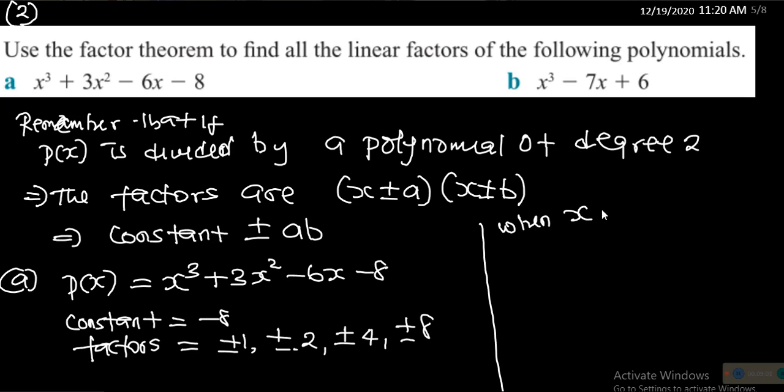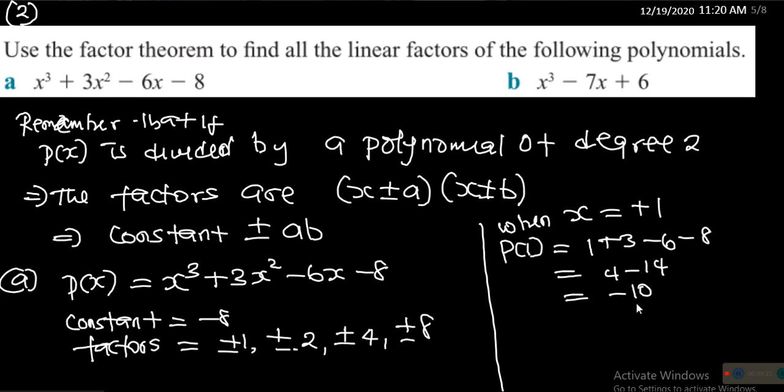So we say when x equals plus 1, let's start with plus 1, p of 1, substitute into the polynomial, we have 1 plus 3 minus 6 minus 8, which is 4 minus 14, which is minus 10. So this shows that x minus 1 is not a factor. If you substitute and you don't have 0, then it implies that that particular one is not a factor. So we'll go ahead and pick minus 1.